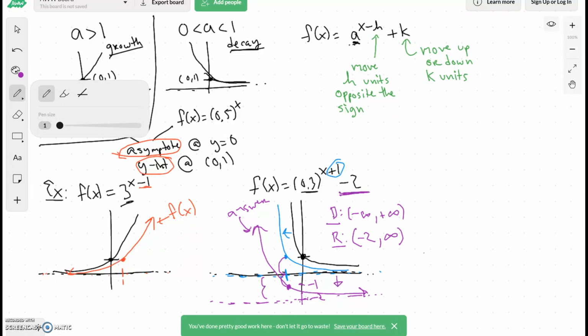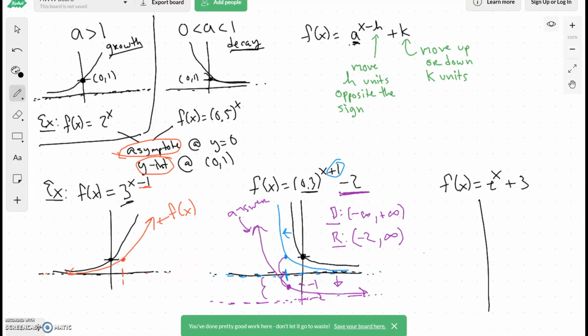Do you guys want to try another one? I don't know. Let's see. Let's just do one more. Let's say I had f of x equals e to the x, minus, no, let's do +3. So how would you graph that one?